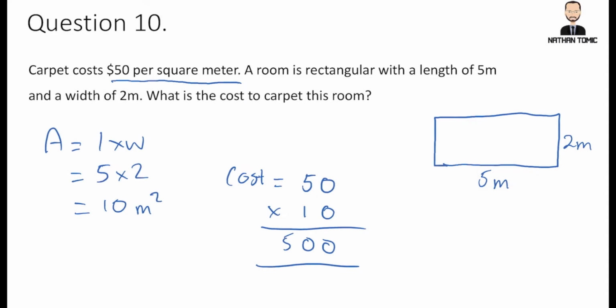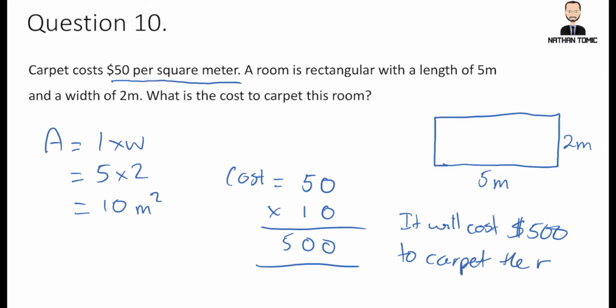Don't forget though, it is dollars, and it is a worded question, so let's write a worded answer. So we'll say it will cost $500 to carpet the room. So a few steps there. First of all, find out the area and then multiply that area by the cost for each of those square metres of carpet.